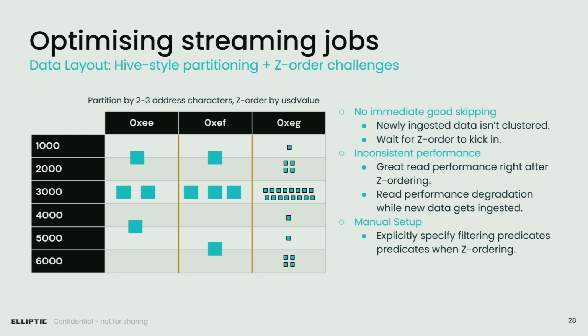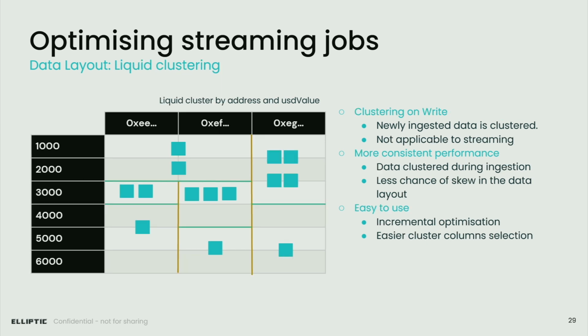With Hive-style partitioning and Z ordering, you get file level concurrency. What that means is that if you have two pipelines that are interacting with the same table, and those two pipelines touch the same file, it's going to cause one of those pipelines to fail. This is a situation that we had in Elliptic, so that was a factor when we decided to revisit this as well. So let's talk about liquid clustering.